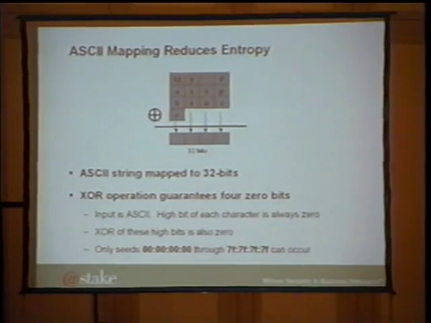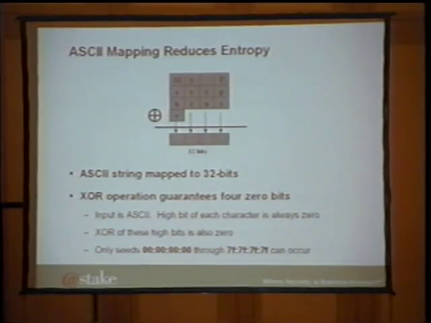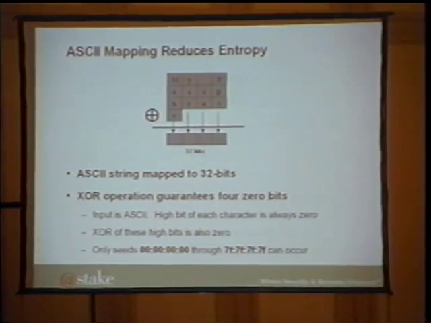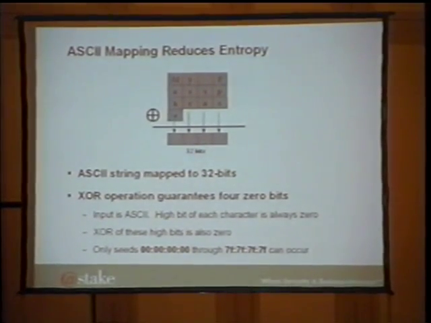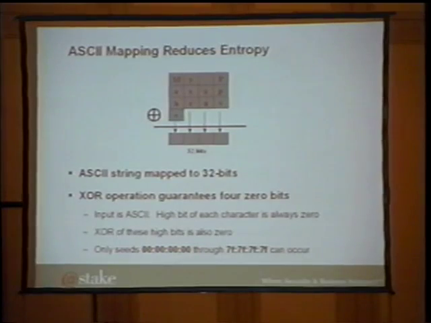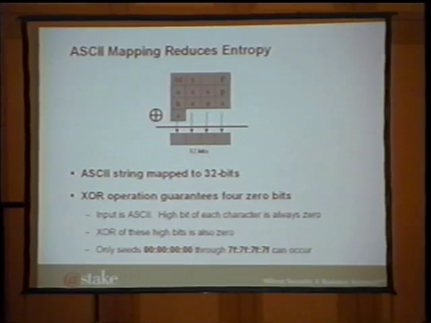Or said another way, only the seeds of 00, 00, 00, 00 through 7F, 7F, 7F, 7F can occur, where all of the high bits are always cleared.